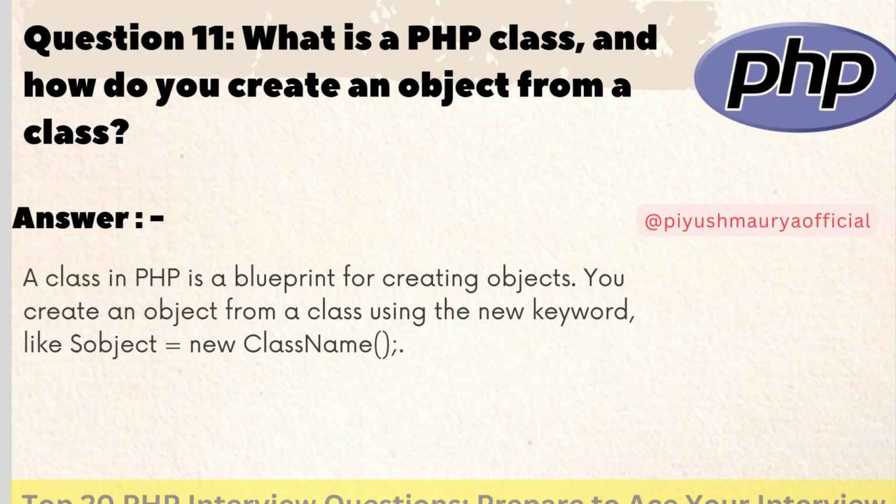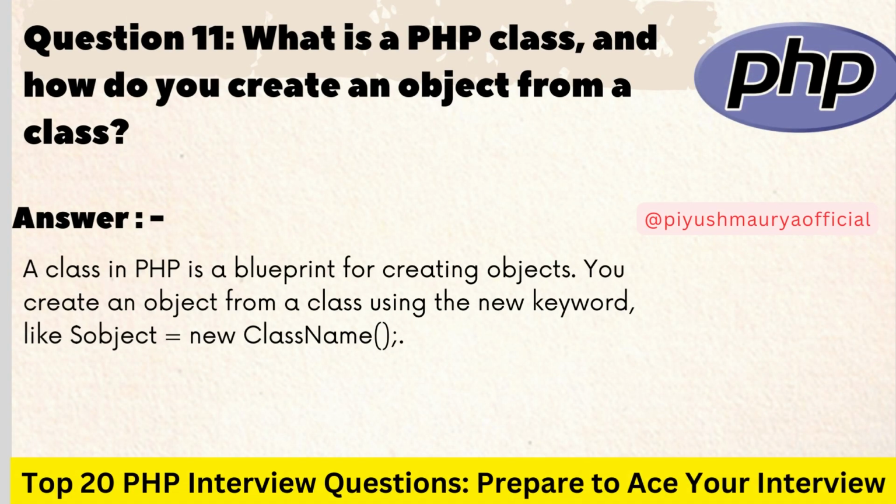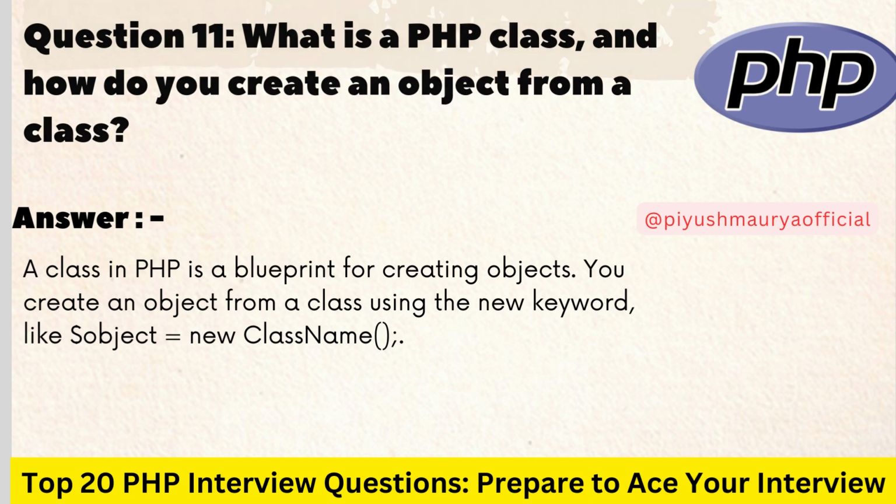Question 11. What is a PHP class and how do you create an object from a class? A class in PHP is a blueprint for creating objects. You create an object from a class using the new keyword, like $object = new ClassName.